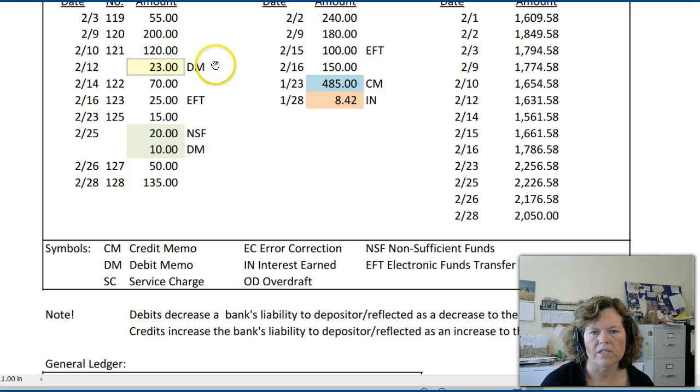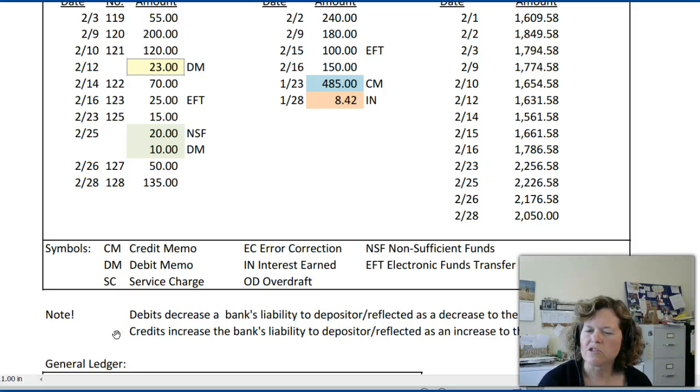A couple of them I want to talk about. Here, this is a debit memo. And I've made a note down here: debits decrease a bank's liability to the depositor, and they're reflected as a decrease to the business account balance. So debit memos and credit memos, depending on whose shoes you're standing in, may not necessarily mean the same thing as the debits and credits that we're working with. Credits increase the bank's liability to the depositor, and they're reflected as an increase to the business account balance.